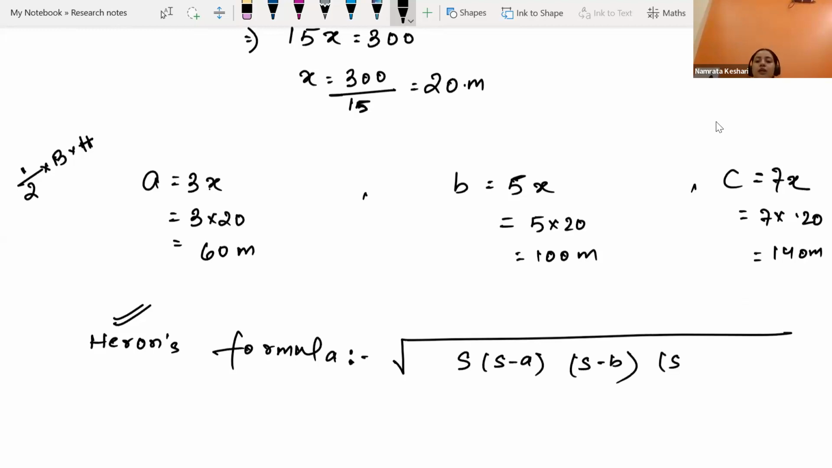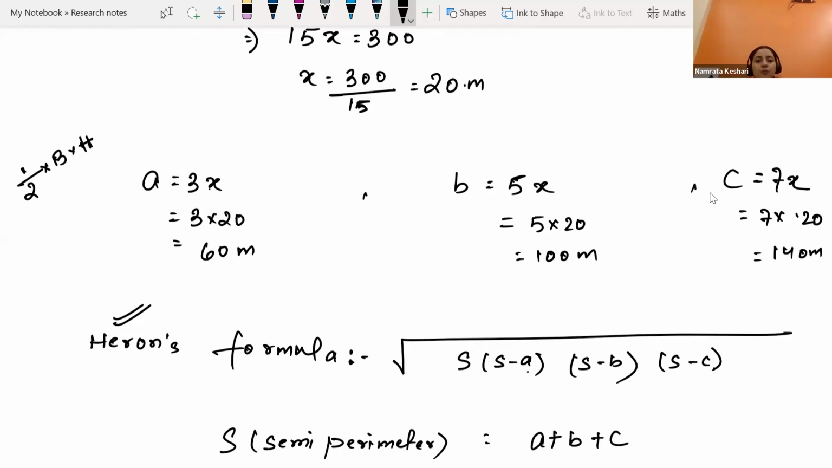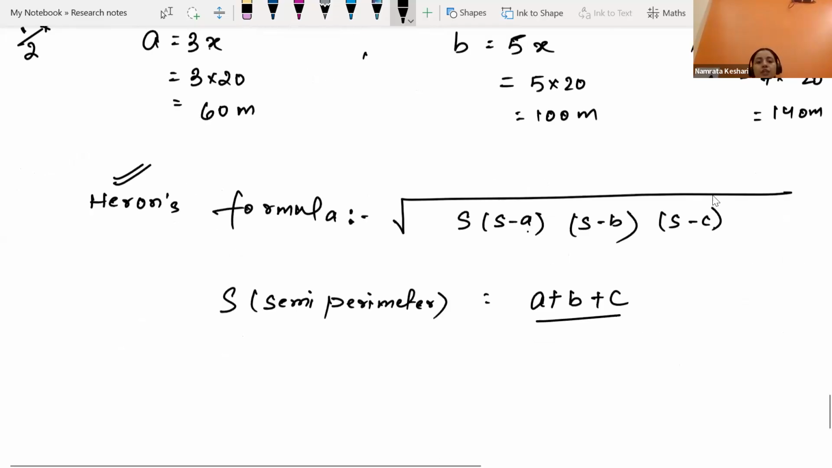Now Bharti, you understand what a, b, c are. These are just the lengths of the sides, but what is s? S is the semi-perimeter. The formula for s is a plus b plus c by 2. Okay, we know what a is, what b is, what c is.